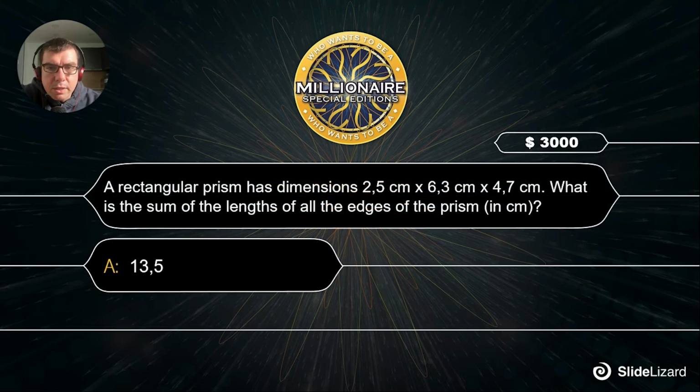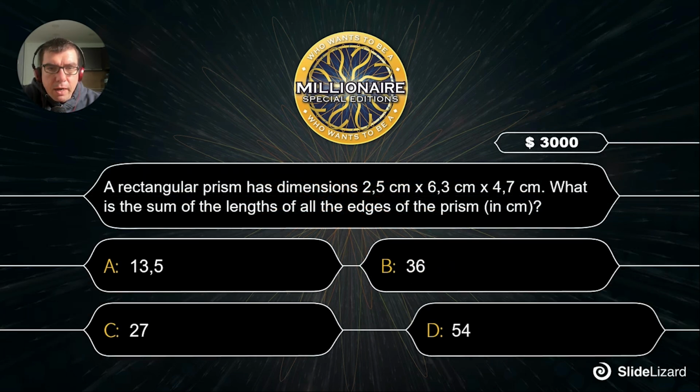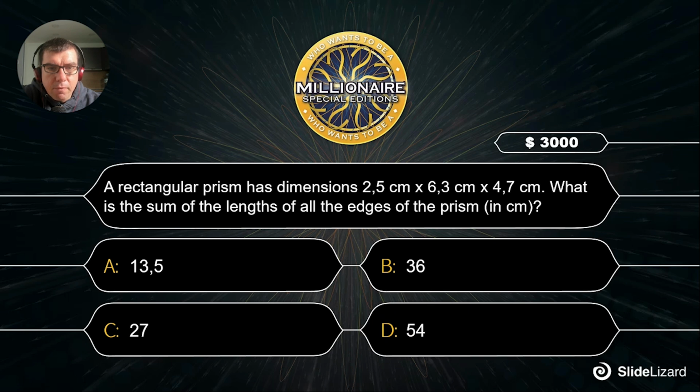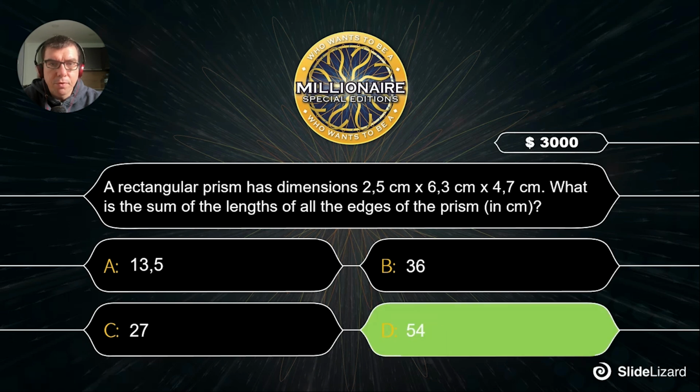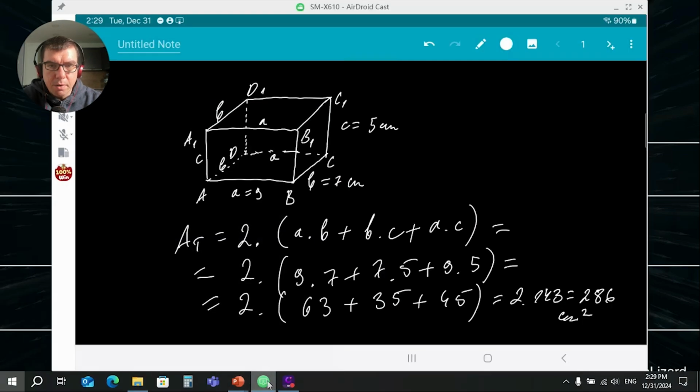A rectangular prism has dimensions 2.5, 6.3 and 4.7. What is the sum of the lengths of all the edges of the prism? 5 seconds. Did you find D? 54? 54 is correct. Let's look again at the sketch very quickly.